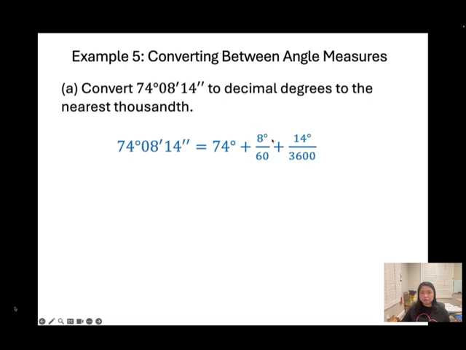Okay, 8 minutes divided by 60, that will become the degrees. 14 divided by 3,600, that will be the degrees also. Try to get one more decimal place to the thousandths. Okay, so we could round it up. Add it up together.